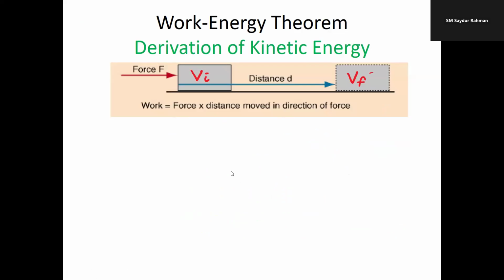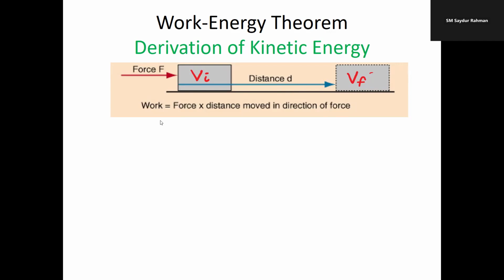Hi, today I'll talk about the work energy theorem that we have discussed in the class. This is how to derive the work and kinetic energy relations. Let us think that you applied a force on an object which was moving with an initial speed vi, and because of this force, the object moves a distance d as shown in the blue arrow. And when it reaches the distance d, its final speed or final velocity is vf.